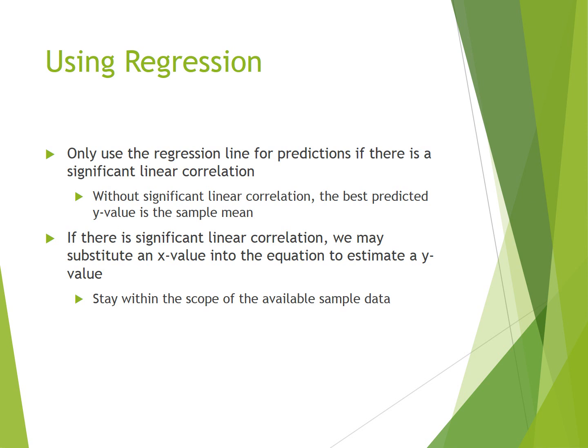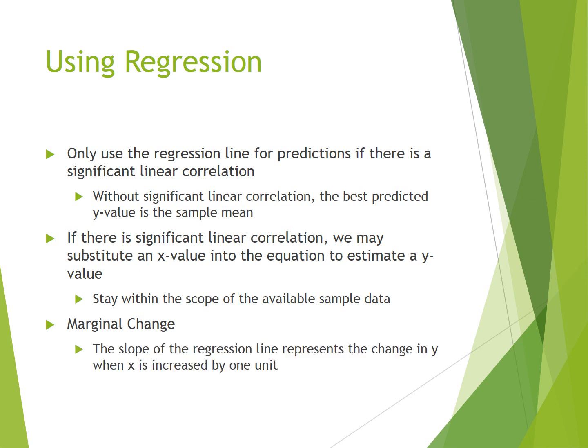If our linear equation came from a set of data that includes x values between 10 and 20, then we can't really plug in values for x being 5 or x being 50, right? It would only be a good predictor for values of x between 10 and 20. The marginal change, remember, the marginal change is the slope. Remember this from high school. And the slope of the regression line represents the same thing that the slope of the line represented in high school. It represents the rate of change in y when x is increased by 1 unit.